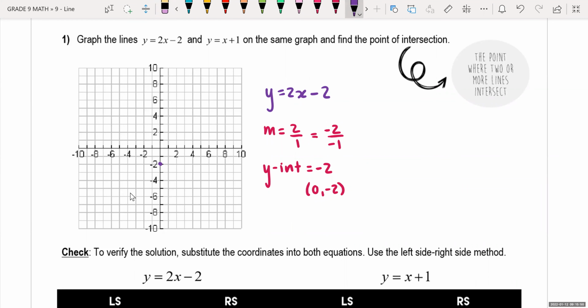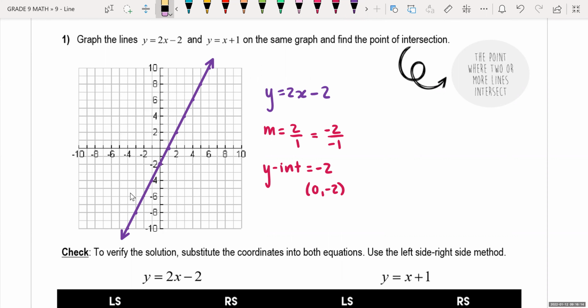So I'm going to go up 2, 1 to the right, up 2, 1 to the right, and keep going with this pattern until I've graphed it. Then down 2, 1 to the left, repeating that pattern. And then I'm going to connect all of my points. Oh my gosh, look at that perfect line. That's rare.